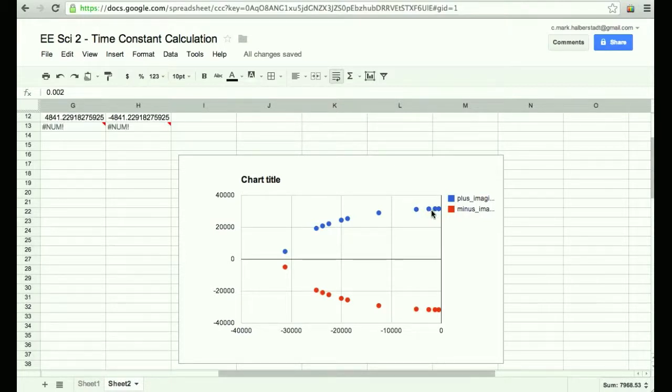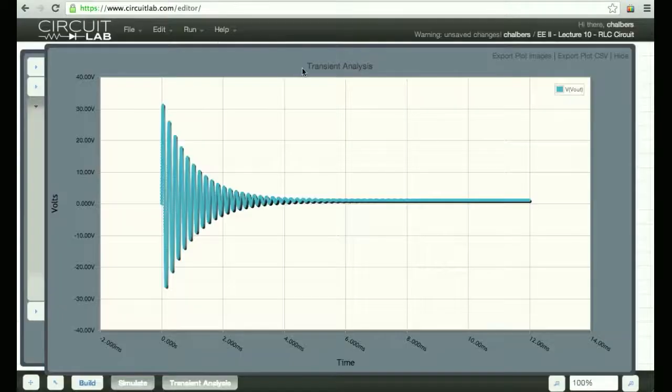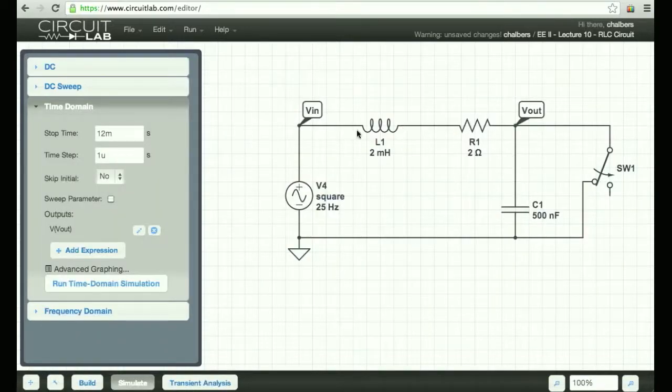What do you think would happen if you made zeta equal to 0? What happened if you zeroed out that resistor? Would the signal ever decay? No. If you took out that resistor, all you'd have is an inductor and a capacitor that just kept sloshing energy back and forth with no decay whatsoever.